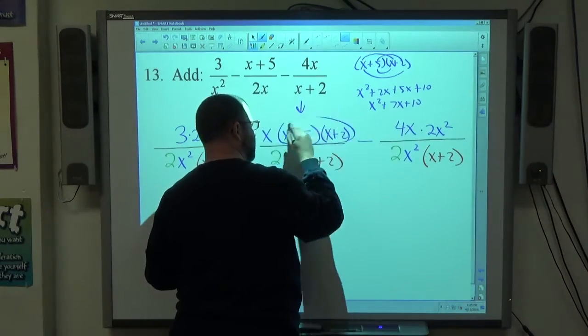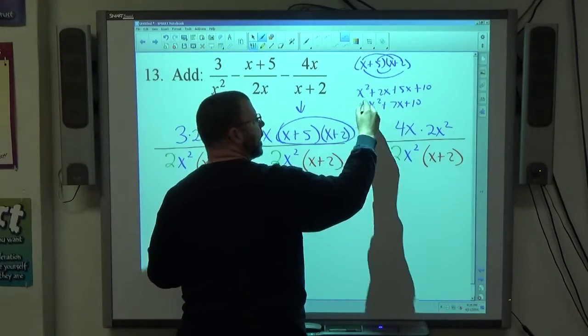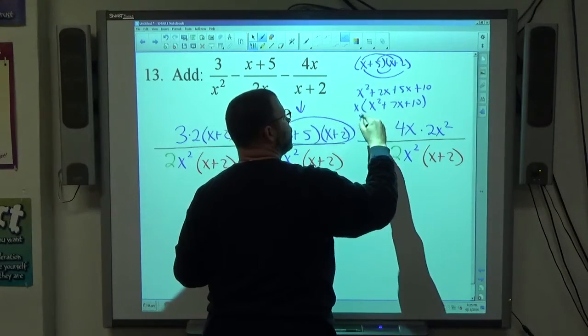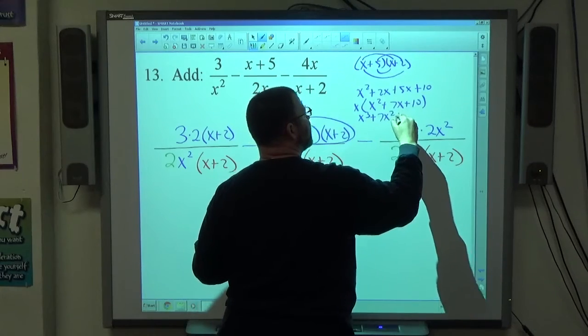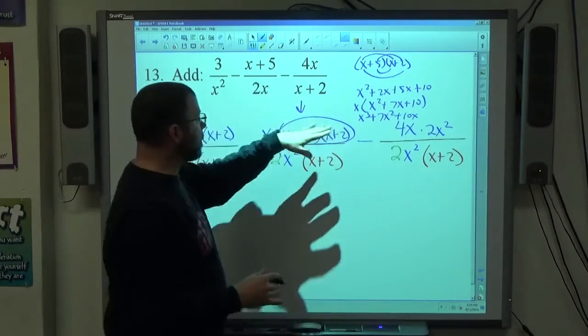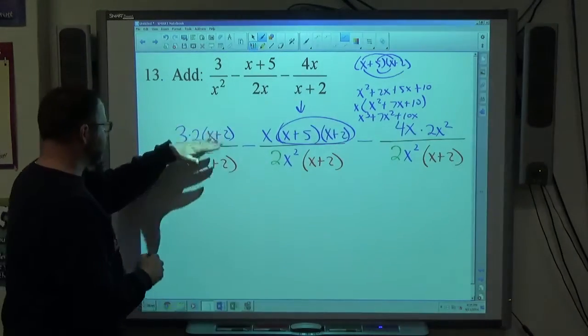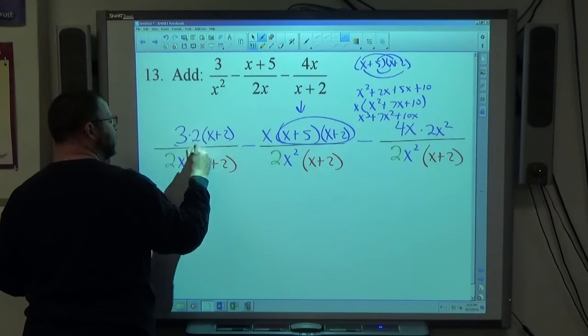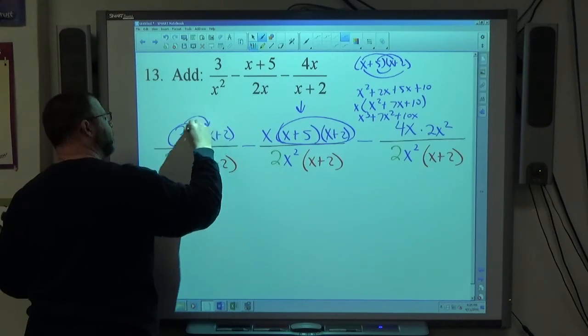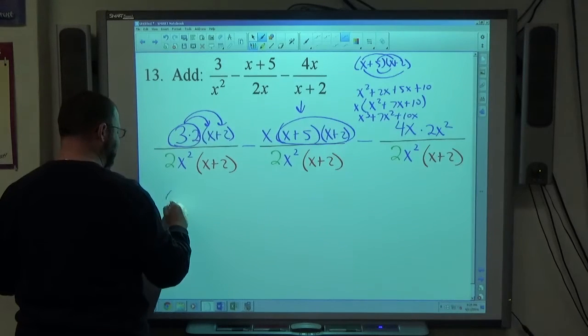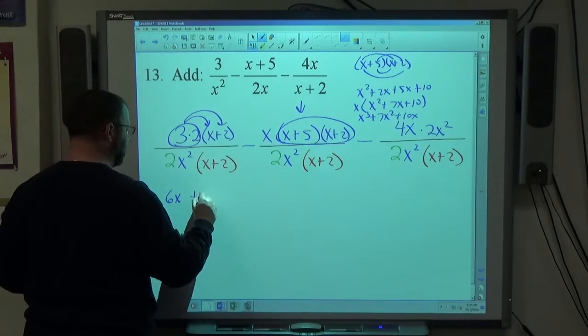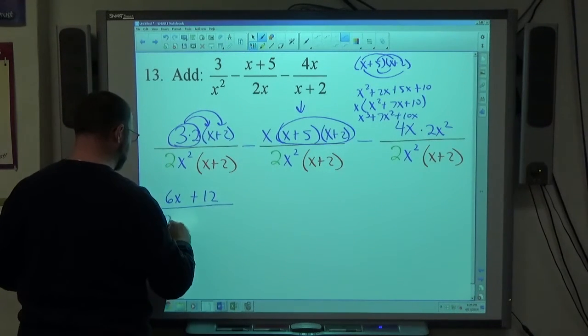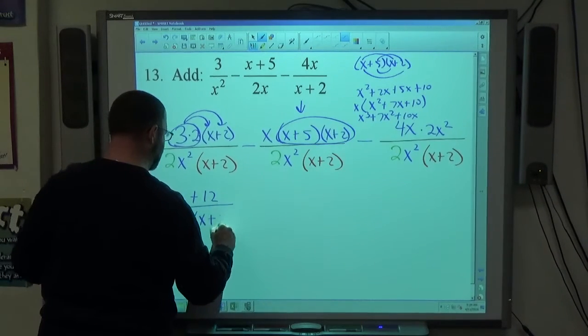That's this much of it. That's being multiplied by x, so times x is going to make x cubed plus 7x squared plus 10x. So that's what I recommend. Simplify that, then bring it down. And simplify this and bring it down. So this is 6 being multiplied through this. 6 times x is 6x. 6 times 2 is plus 12. All that's over 2x squared times x plus 2.